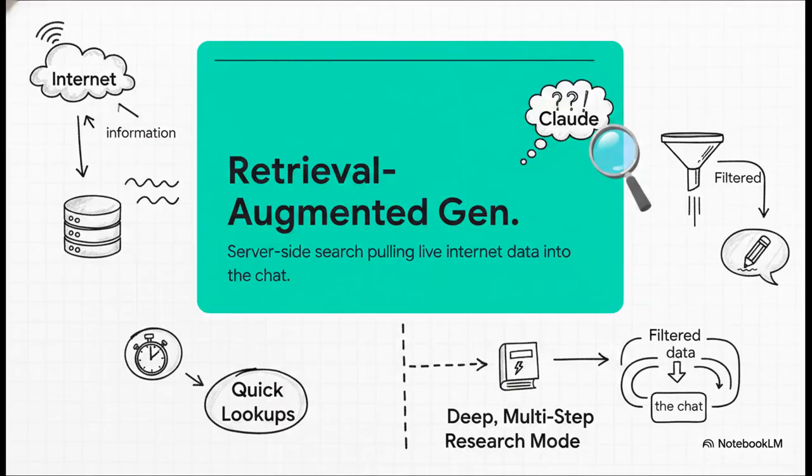So what's actually happening behind the scenes here? Well, this feature, which is technically known as Retrieval Augmented Generation, is basically a built-in tool that lets Claude pull live information directly from the internet right during your conversation. Claude essentially takes your question, sends it to a server-side search tool, grabs all the relevant web content, filters out all the useless noise, and writes you an answer grounded entirely in actual live data. Now, I do want to clarify one quick thing. This is specifically for quick lookups. It's completely distinct from Claude's really deep multi-step research mode.